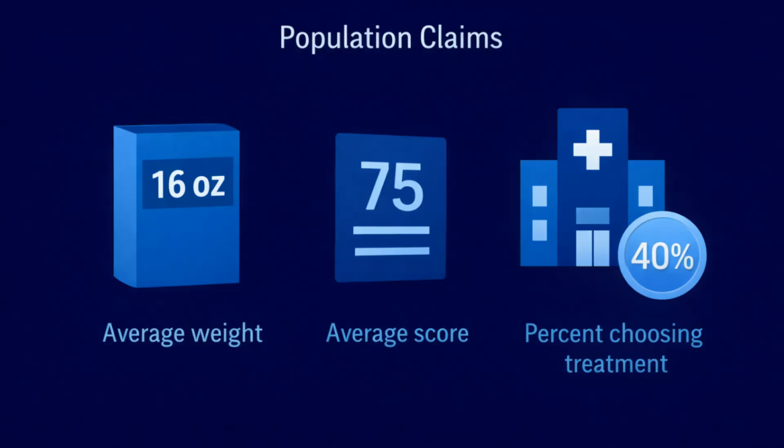For example, a cereal company might claim that the average weight of its cereal boxes is 16 ounces. A school might claim that the average math score is 75 points. A hospital might claim that 40% of patients choose a certain treatment. Each claim includes a number and refers to a large group.